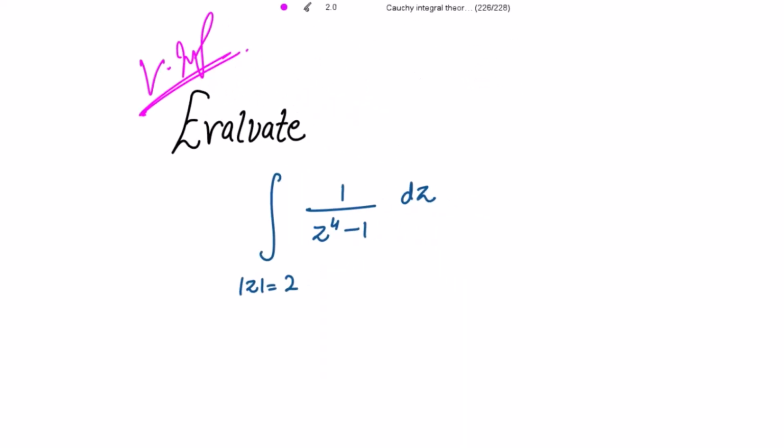We need to evaluate this line integral for the integrand 1 divided by z to the power 4 minus 1, over the circle mod z equal to 2. Now if I factor this denominator, I get (z square plus 1) into (z square minus 1), and further I can write this as (z plus iota) into (z minus iota), and (z minus 1) into (z plus 1).